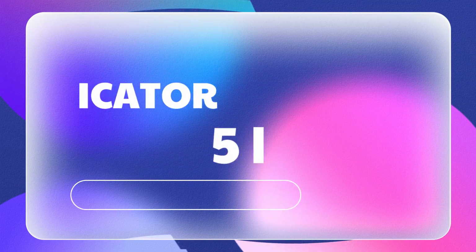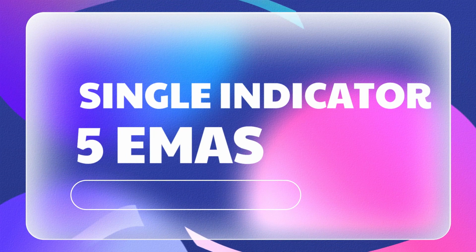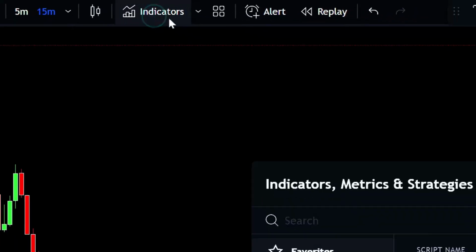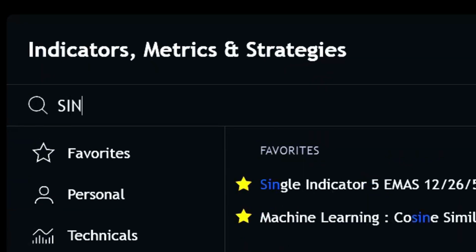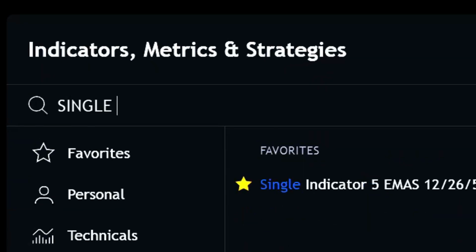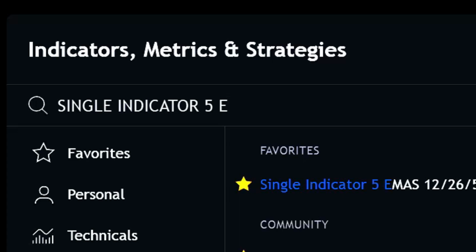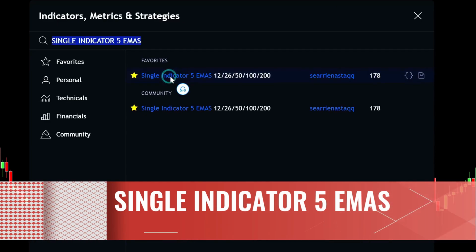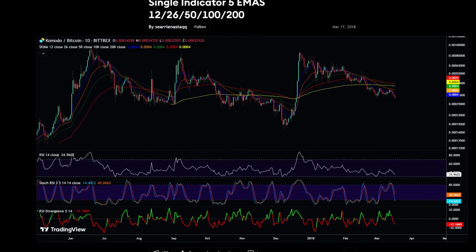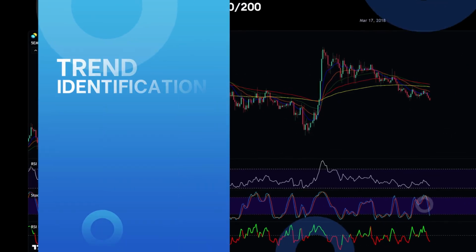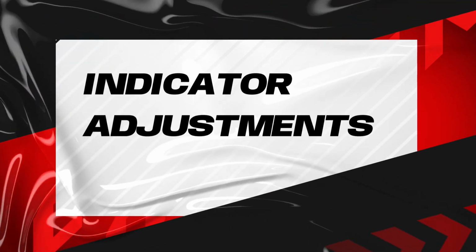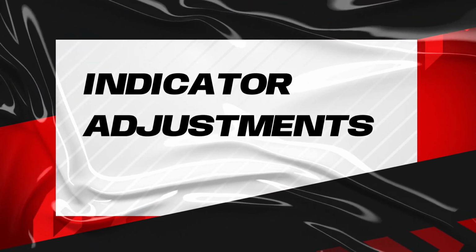Now let's add the single indicator 5 EMAs as a second indicator for additional confirmation. Navigate to the indicator section once again and search for single indicator 5 EMAs. This indicator includes 5 EMAs that allow you to analyze trend direction from short to long-term perspective. But before we proceed, let's make a few minor adjustments to the single indicator 5 EMAs.